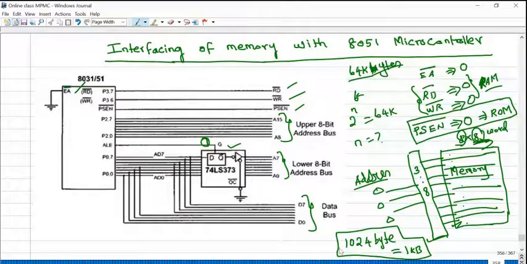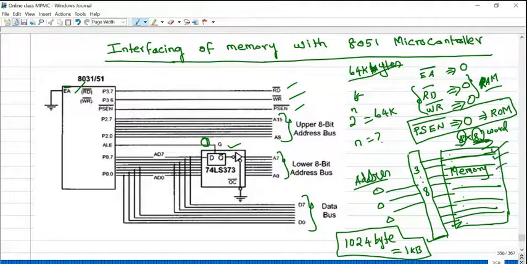Okay. 1024 byte memory. How to construct? I think 2 power 10, 10 registers. Each register can store 8-bit information. You will get 1024 byte of information. If a register can store 8-bit information, this represents 1 byte.